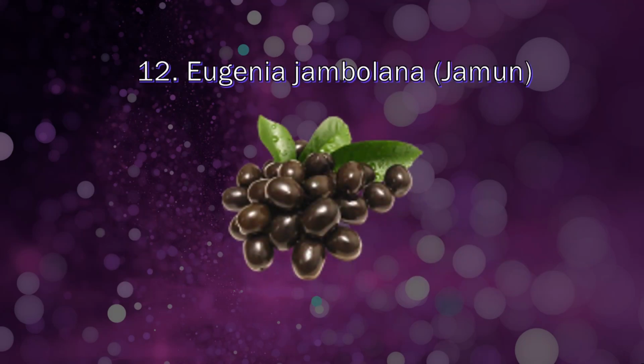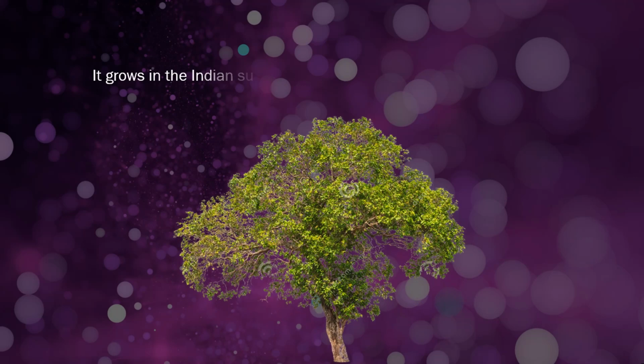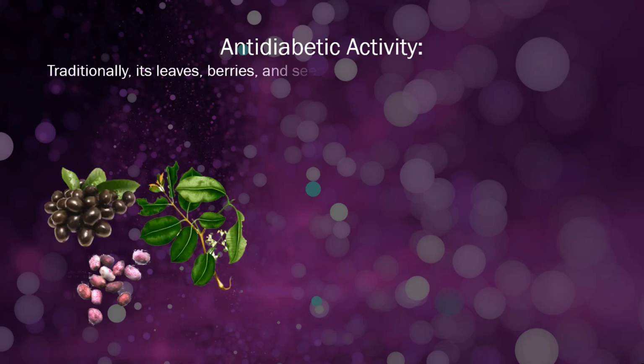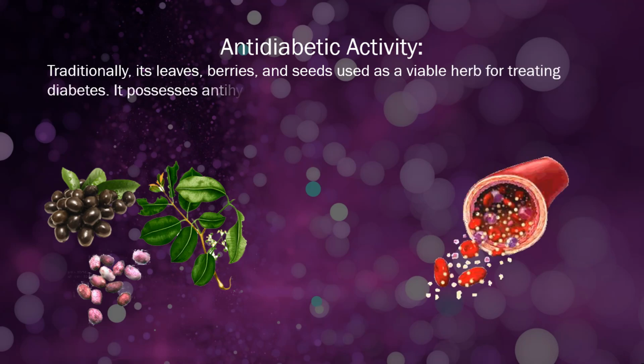12. Eugenia jambolana, jamun. It is grown in the Indian subcontinent, Asia, Africa and South America. Anti-diabetic activity. Traditionally, its leaves, berries and seeds are used as a viable herb for treating diabetes. It possesses anti-hyperglycemic and antioxidant properties.